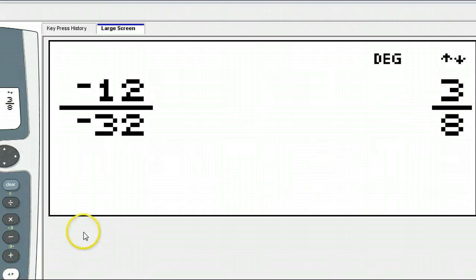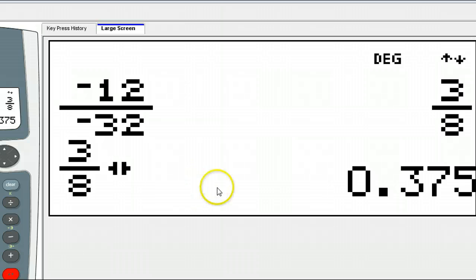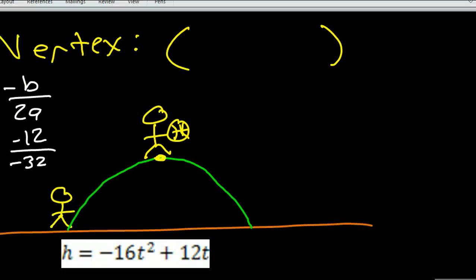Okay, a fraction is not very helpful. Let's go ahead and use the decimal. So 0.375 seconds. That's the time it takes to reach the maximum height. So 0.375 seconds.